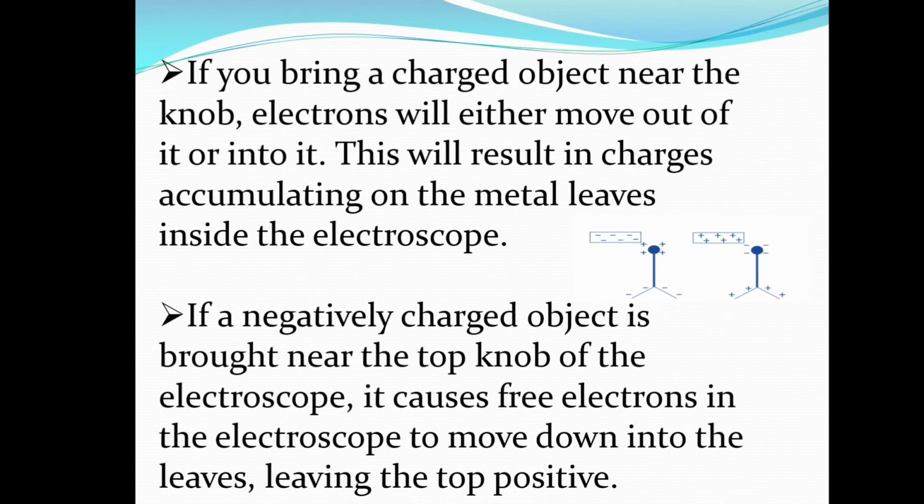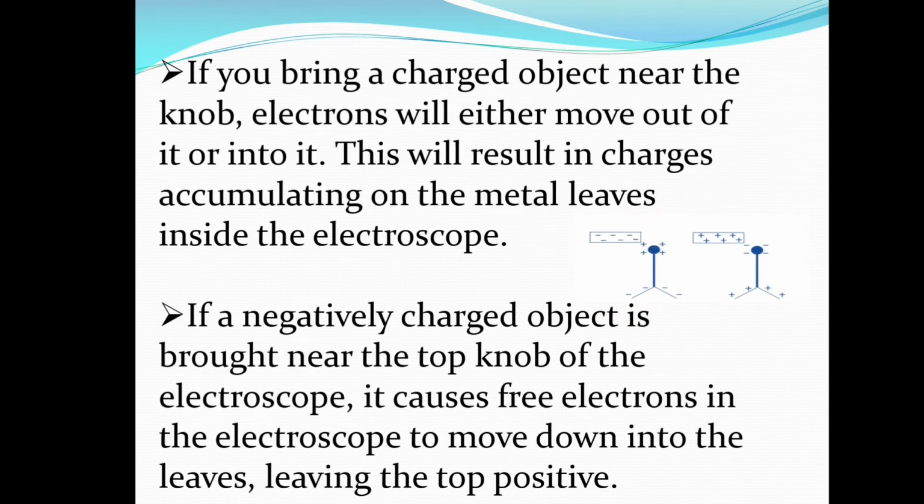So what happens when you bring a charged object near the knob? The electrons will either move out or into it. This will result in the charges accumulating on the metal leaves inside the electroscope. So if the negatively charged object is brought near the top of the electroscope, it causes the free electrons in the electroscope to move down into the leaves, leaving the top positive.